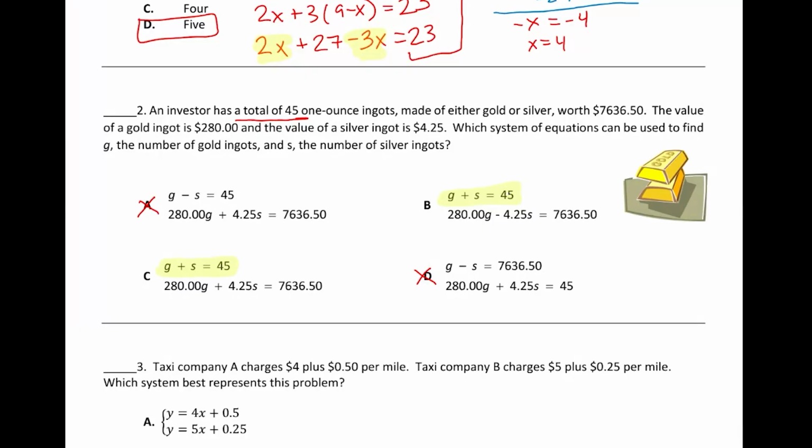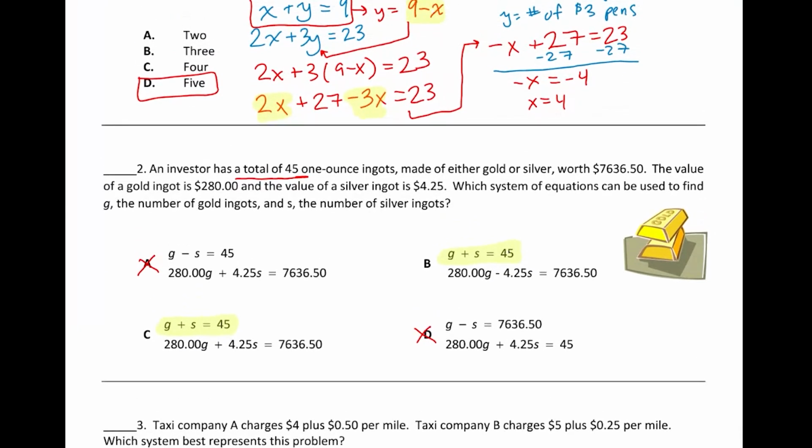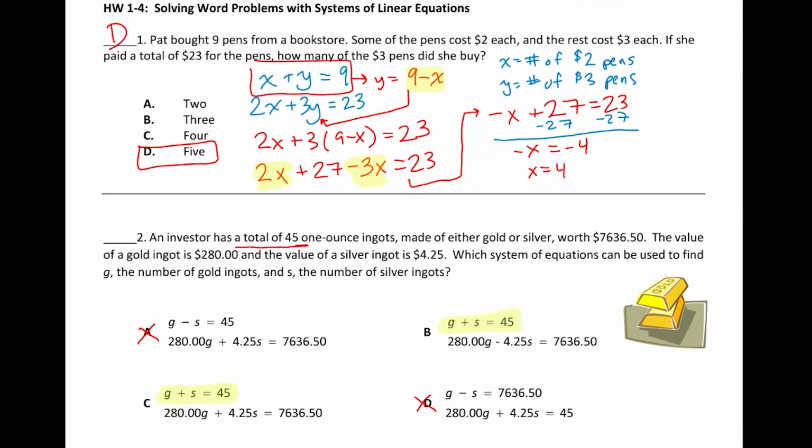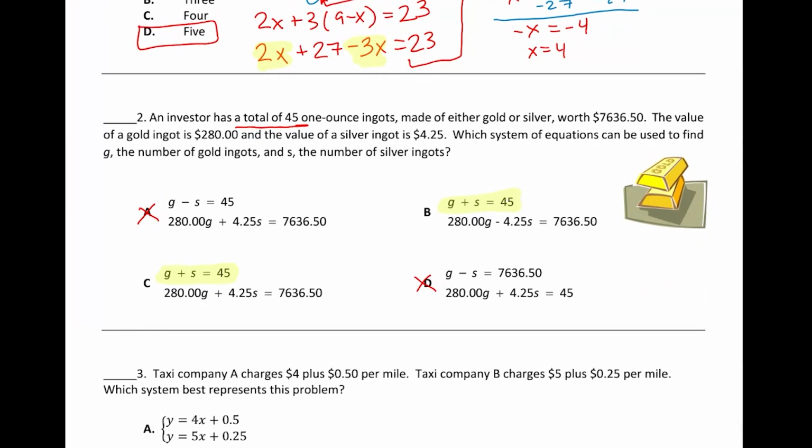Next, the total amount was worth $7,636.50. Well, this is kind of similar to how we set up the last one. In number 1, Pat spent a total of $23, and we multiplied each variable by how much that thing cost. So down here, the total should be the $7,636.50. This is really the only answer choice that has that, so does this one.